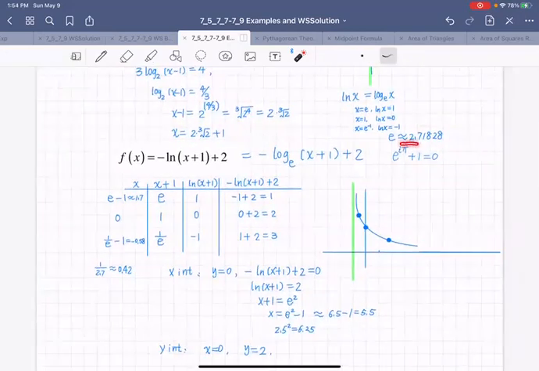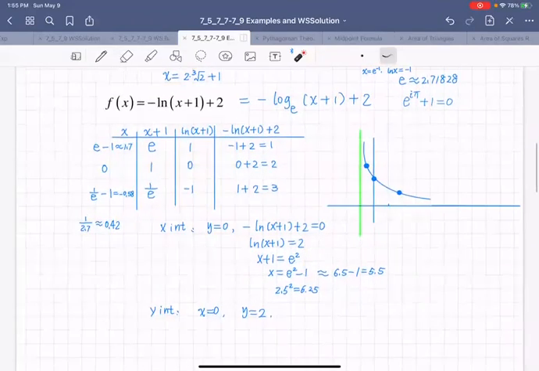e is about 2.71828. And it never repeats, just like pi. You don't have a pattern for this. And you can roughly use 2.7 to draw your graph.